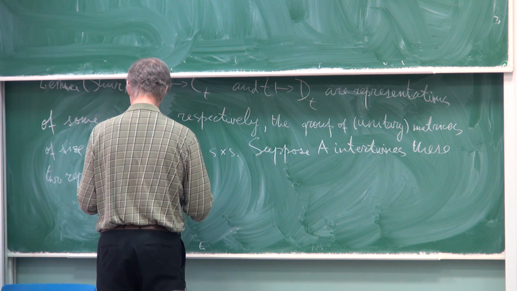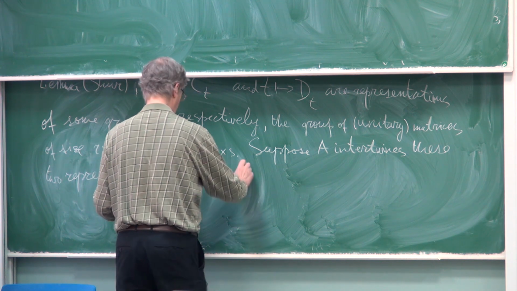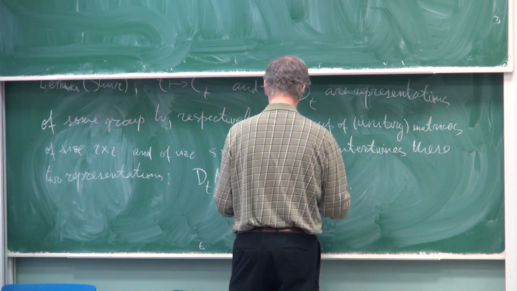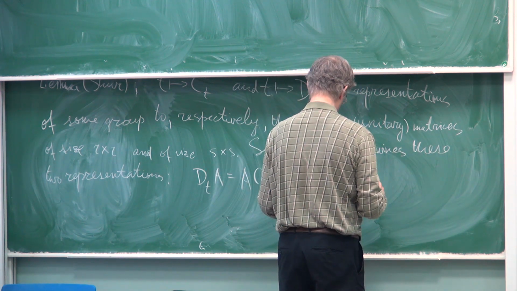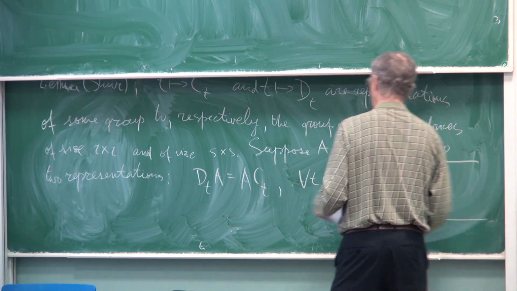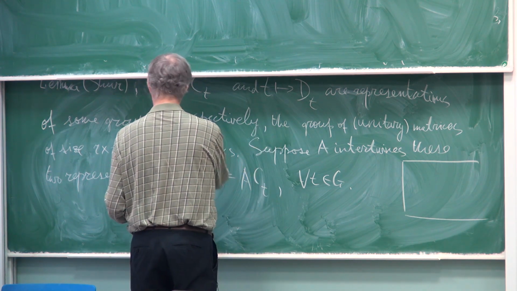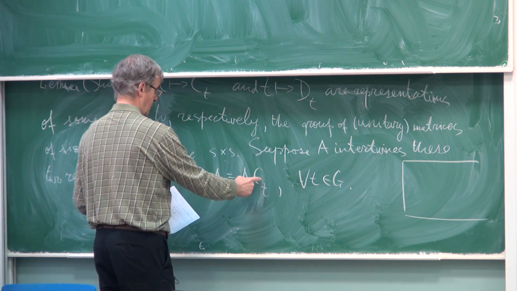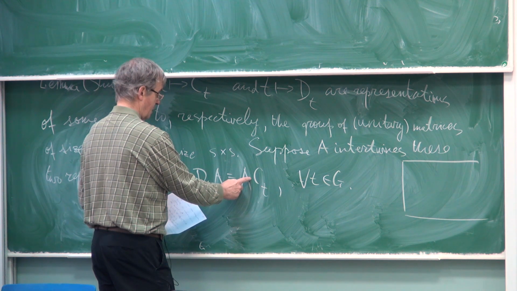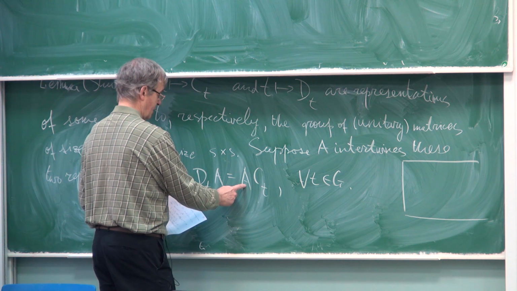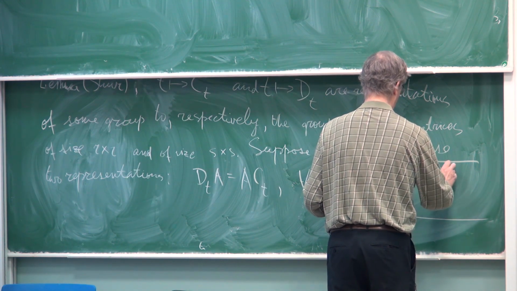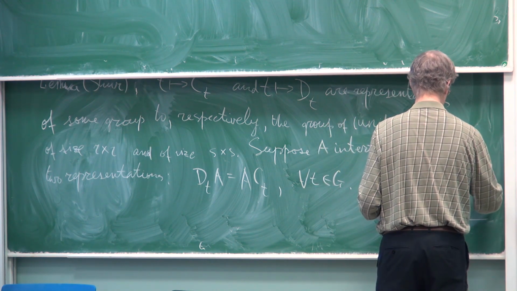So suppose there are two representations, and suppose they are intertwined by some operator. That is, dT A is equal to A CT for all T in our group G. What is A? Here we have matrices of size R, and here matrices of size S. When we apply this matrix, we obtain a vector of size S, and then we must apply an operator, and we should obtain some vector of size R. So A acts from the complex Euclidean space of dimension S to the complex Euclidean space of dimension R.